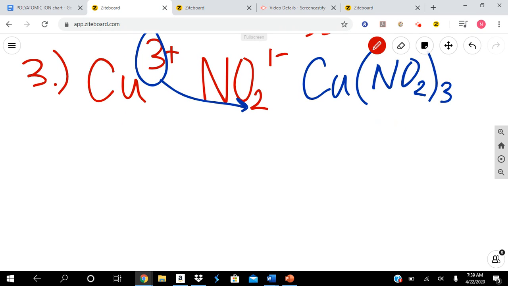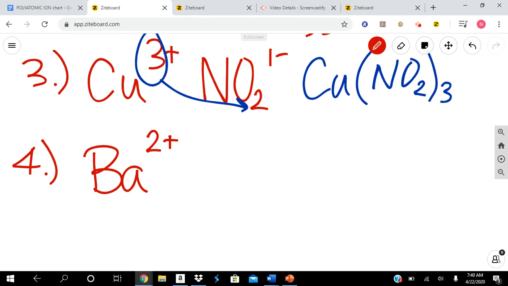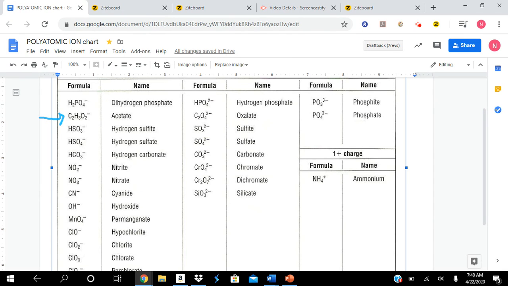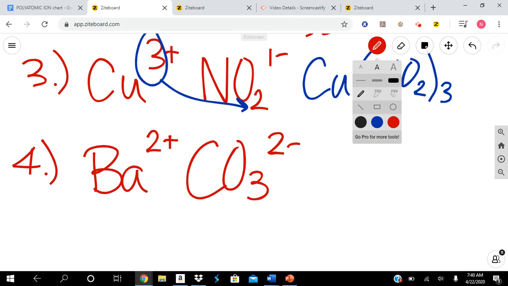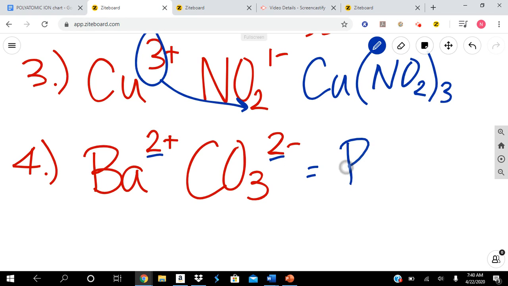Next is barium carbonate. Barium is in group 2. Carbonate is here in the middle column. CO3, 2 minus. The very first thing you should always do is just look at the charges. Are they the same? Yeah. 2 plus, 2 minus. So what do I do? I cancel. I just write it.